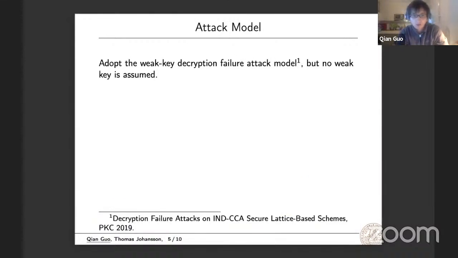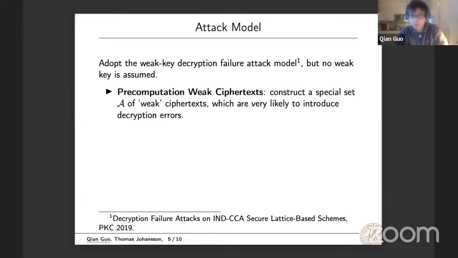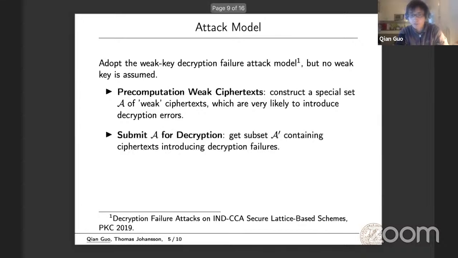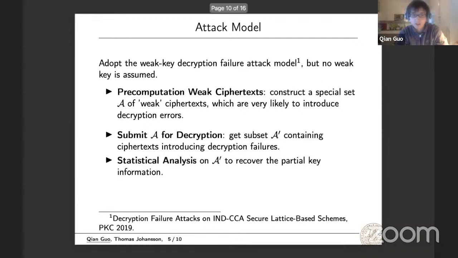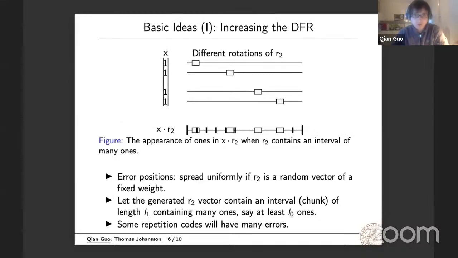So for our attack model, we adopt the decryption failure attack model published at PKC 2019, but here no weak key is assumed. First, we pre-compute weak ciphertexts. So we just construct a set of weak ciphertexts which are very likely to introduce decryption errors. Then we submit these chosen ciphertexts for decryption, and we collect the decryption failures, and then we do statistical analysis on the collected errors to recover the partial key information. Last, we may also include a post-processing step, because it is code-based crypto, so we will use information set decoding.